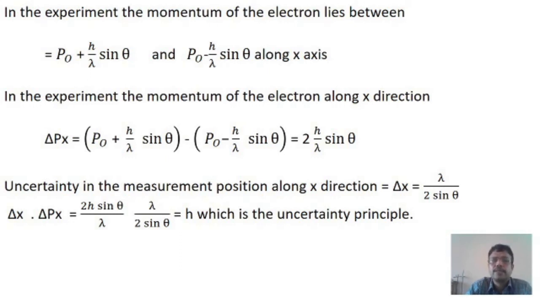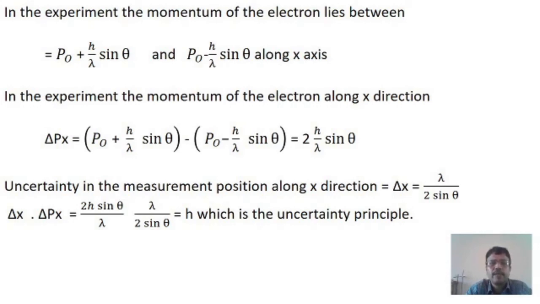Then the uncertainty in the measurement of momentum Δpx is the difference of these two: P0 + (h/λ) sin θ minus P0 − (h/λ) sin θ. If you simplify this, P0 cancels, and (h/λ) sin θ minus of minus gives plus (h/λ) sin θ, that is 2h/λ times sin θ.